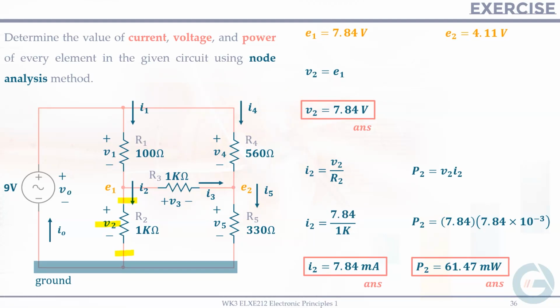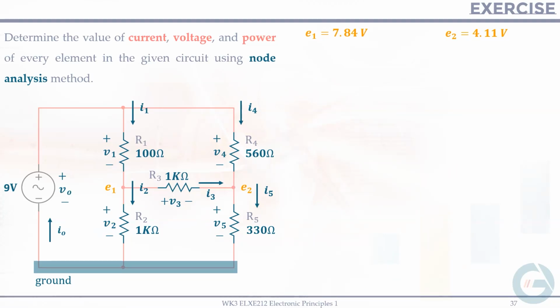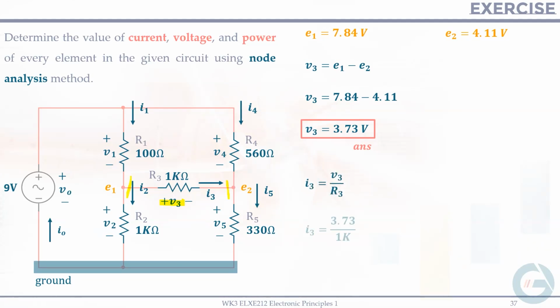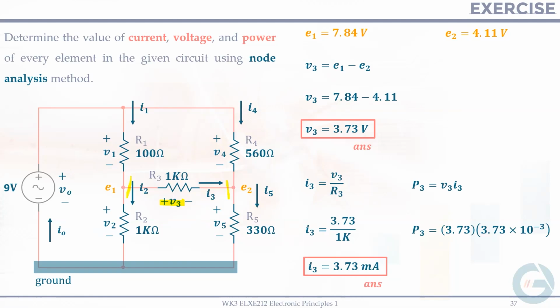Okay, so the same process. So this time V3. Okay, the difference between the nodes, which is E1 and E2. Okay, V3 is 7.84 minus 4.11, and that will give us 3.73 volts. So for the current I3, simply Ohm's law. So V3 is 3.73 and R3 is 1K. So that will give us 3.73 milliampere. So for power 3, of course, V3 times I3, V3 is 3.73. Okay, current is 3.73 milliampere, and that will give us 13.91 milliwatt.